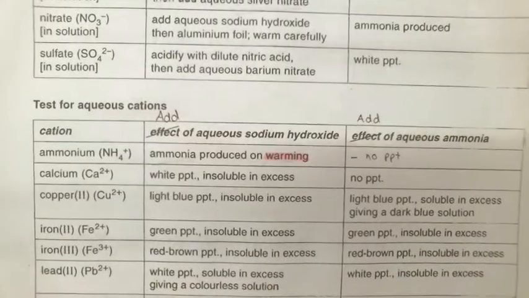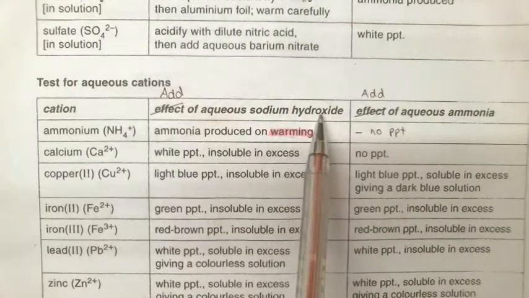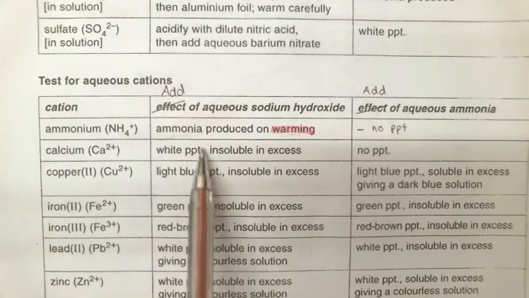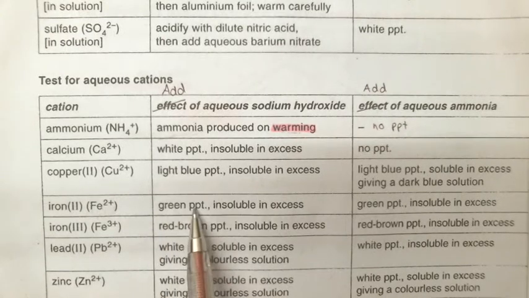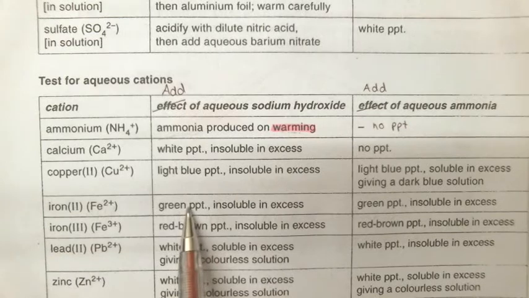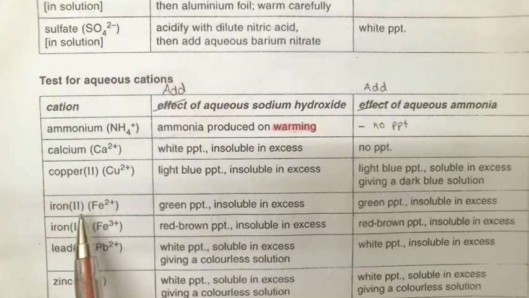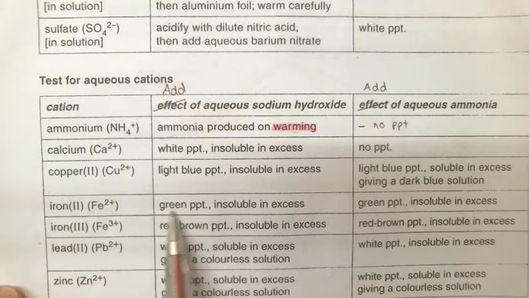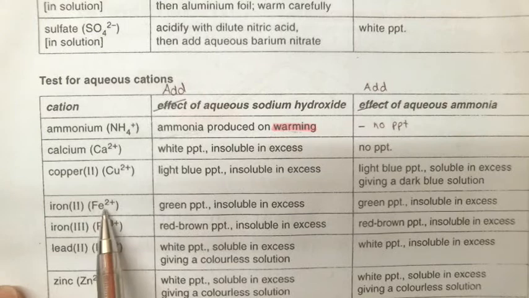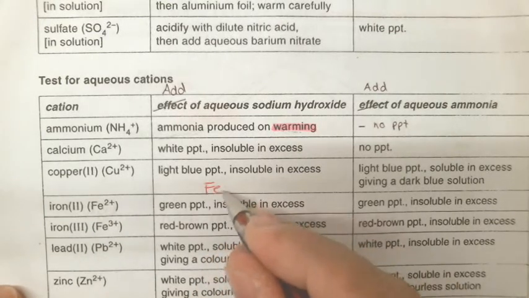So if I look at the familiar table over here, you see addition of sodium hydroxide, and I look for where I can find a green PPT or light green PPT, and there you have it, a green PPT not soluble in excess. This shows that the solution contains iron 2 ions. However, a lot of students got mistaken. This green PPT is not iron 2 ions. This green PPT has a name, it's known as iron 2 hydroxide.